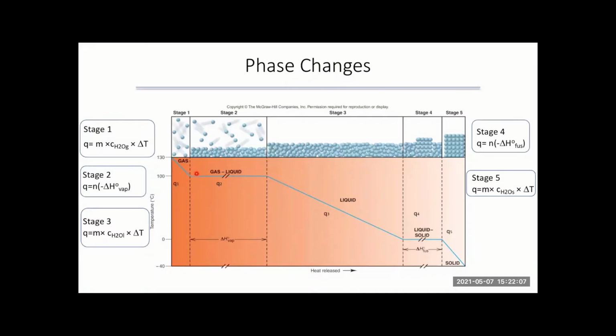And since it's not an actual temperature change, it's a change in phase. Instead, we're going to use Q equals the number of moles times the delta H, the enthalpy of the vapor. And in our case here, delta H is negative because we're cooling it down. We're going from gas to the liquid. If we're going from liquid to gas, it would be positive.